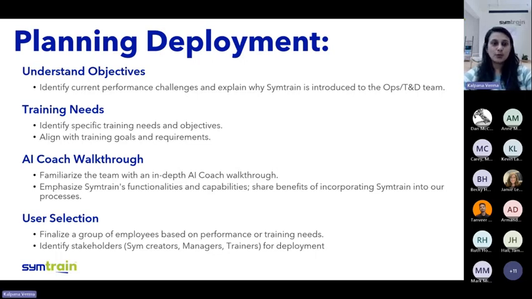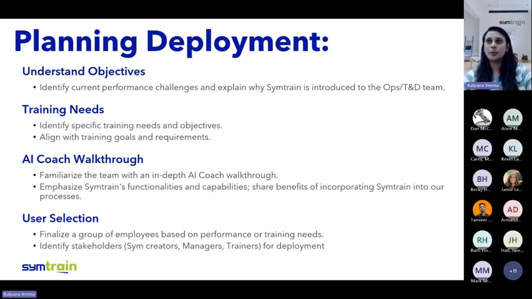Now once that is done, you need to move forward and introduce, familiarize your team with the AI coach. Now AI coach is SymTrain. You need to show the team why you are pitching for SymTrain. You need to show them that this is the benefit of going for SymTrain. You need to familiarize them with the benefits, with the features which we have. Now, because until people have started using SymTrain, few people maybe have not yet used SymTrain.